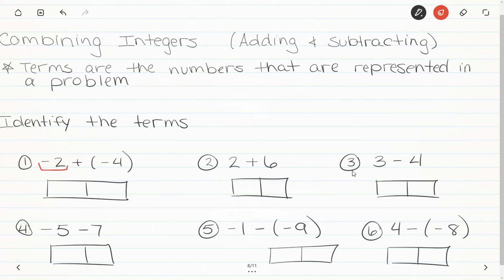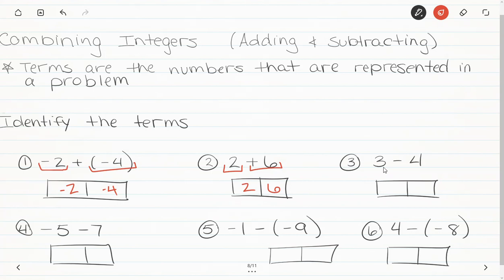So the first term in this problem is a -2. And then the second term in this problem is a -4. So we're just identifying terms here. For number 2, my terms for this one are a 2 and a 6. And the 6 is a positive, and the 2 is also positive because it doesn't have a sign on it.